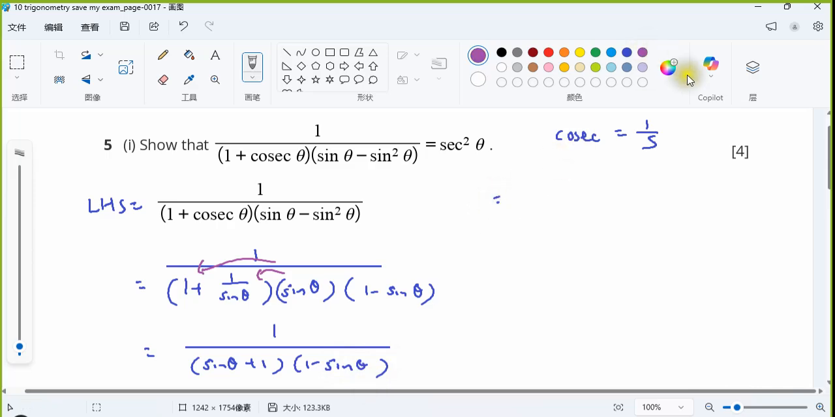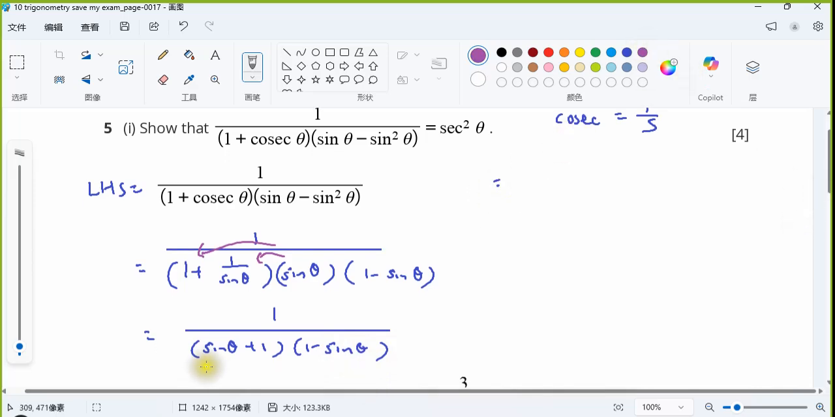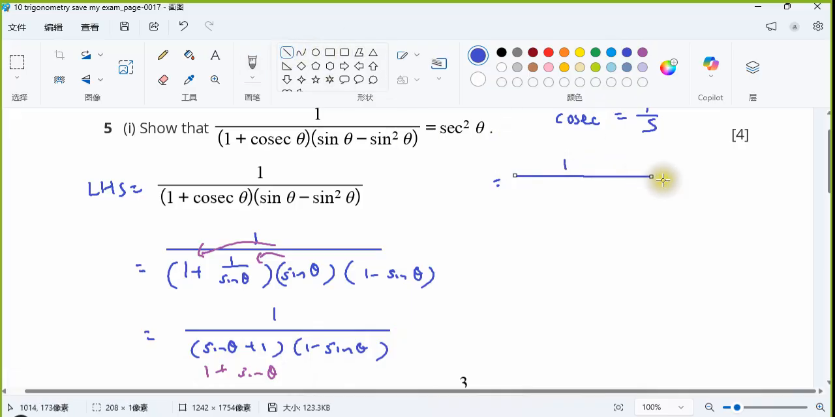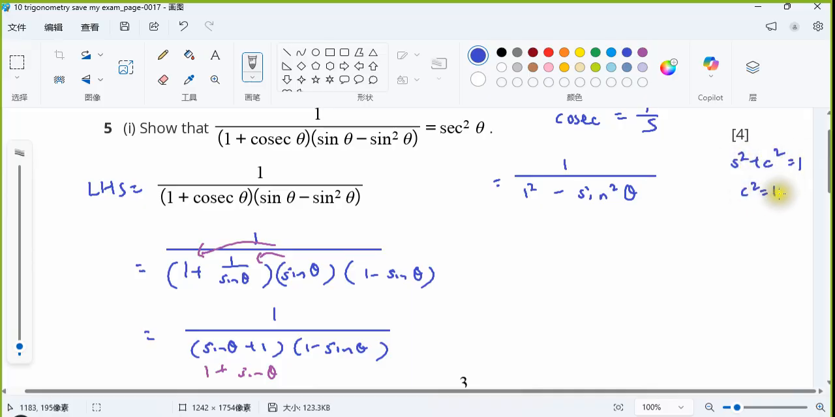Okay, so this one we can treat it as 1 plus sine theta, a plus b, a minus b. So it will become a squared minus b squared, so we have 1 squared minus sine squared. We have sine squared plus cos squared equal to 1, so cos squared is 1 minus sine squared. So 1 over cos squared theta will become secant squared theta, which is the right hand side.